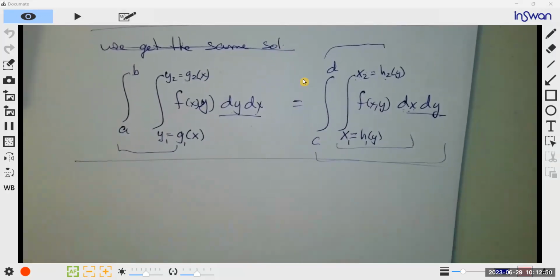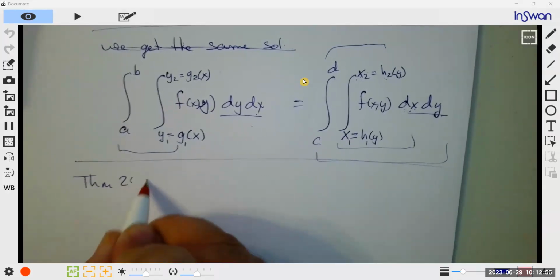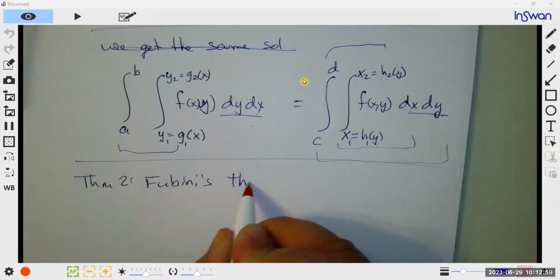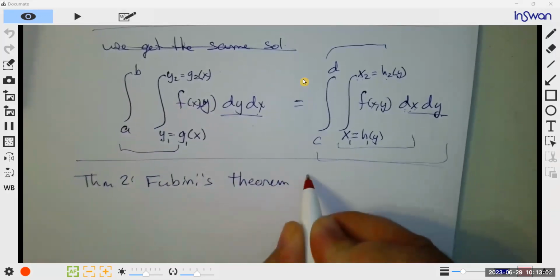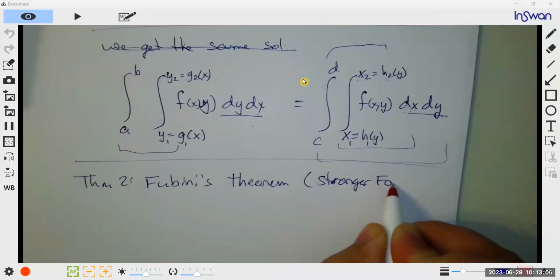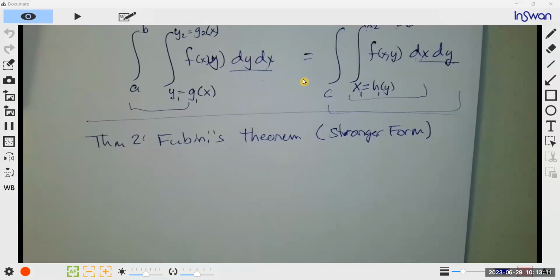And who do we have to thank for this? Fubini's theorem. This is the stronger form. Because his concept is going to be the same, and we'll get the same answer no matter how we integrate. But since we have our variables that are now going to be defined by functions, we have to define our bounds as well.